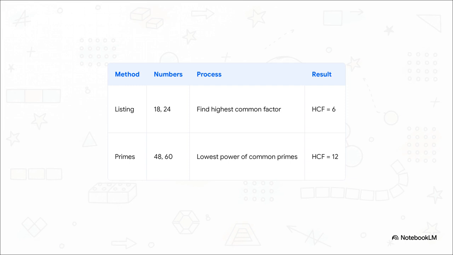Look at 18 and 24. We list their factors and can clearly see that 6 is the highest number on both lists. Easy enough. But for massive numbers, you're going to need method 2, which I call the big number destroyer.